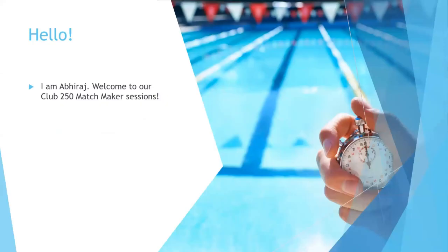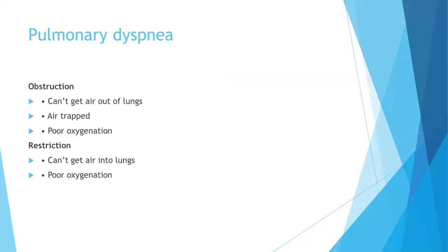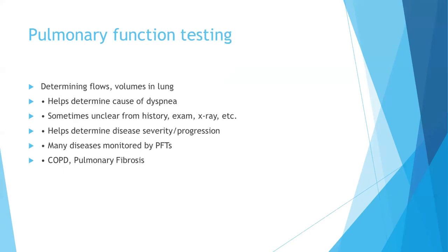Hello everyone, I am Abhiraz, and in this video we will be discussing brief concepts about pulmonary function tests. So what is pulmonary dyspnea? It can be due to obstruction or restriction. Obstruction is when the air can't get out of the lungs, air is trapped and there is poor oxygenation. And restriction is when the air can't get into the lungs and also there is poor oxygenation.